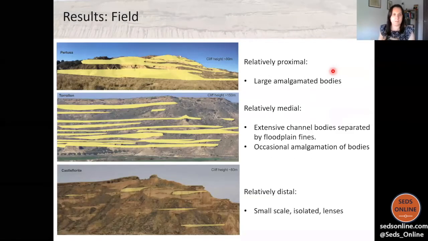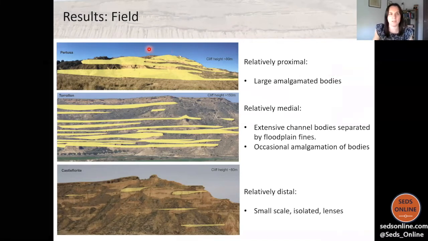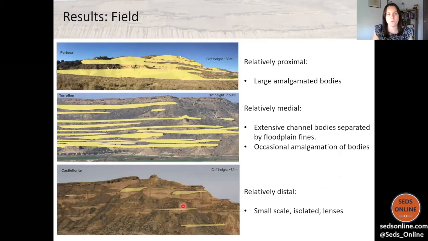So in terms of a field, we can see those downstream trends that are discussed. We can see these large amalgamated channel bodies in the proximal region. As we go into the medial region, those channel deposits become increasingly separated and compartmentalized by floodplain deposits. Then we get down into the distal where we just get these small little ribbon channels and successions dominated by floodplain. And this is contrary to the previous work done in the area by, for example, Phil Hurst, but also on other systems.